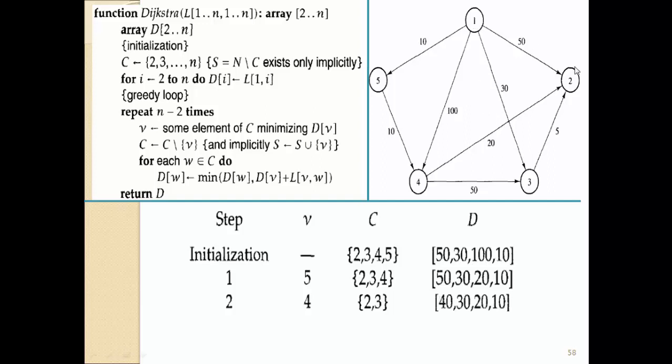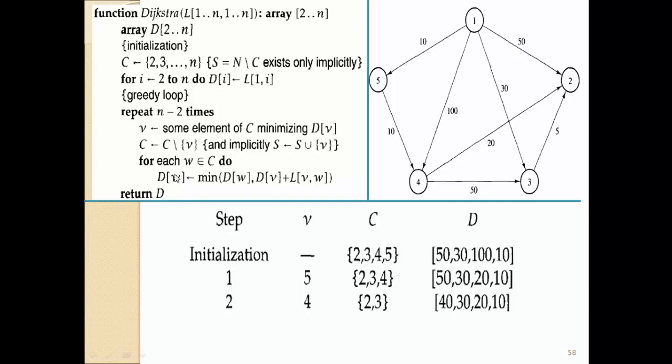To reach from 1 to 2, we have a direct length that is 50, but an indirect length like 1 to 5, 5 to 4, and 4 to 2. So 10 plus 10 plus 20, that is 40. So 40 is minimum. So we have to replace 50 by 40.